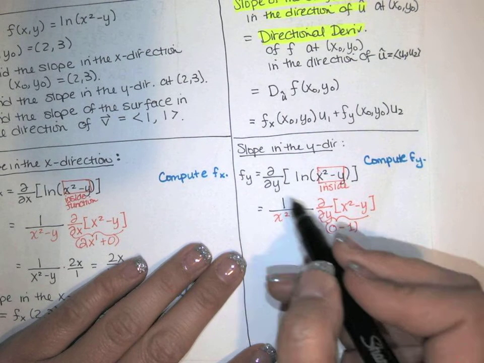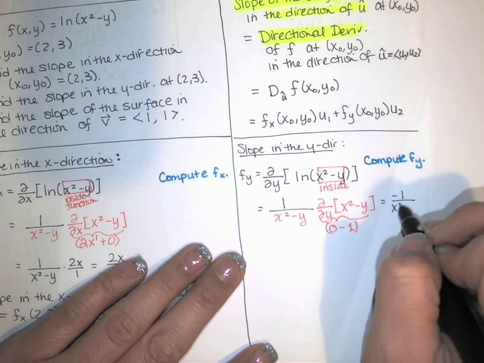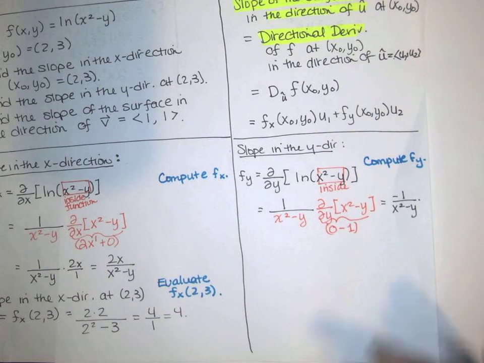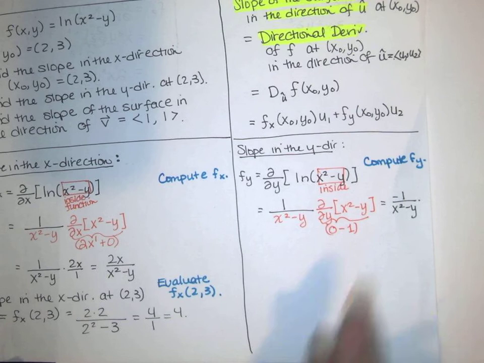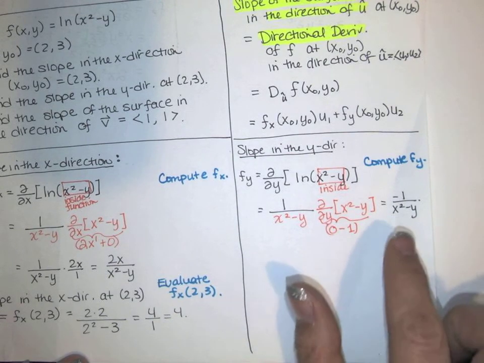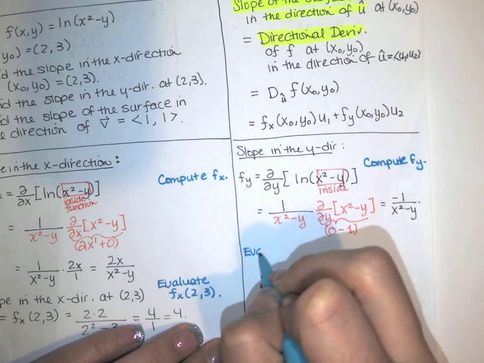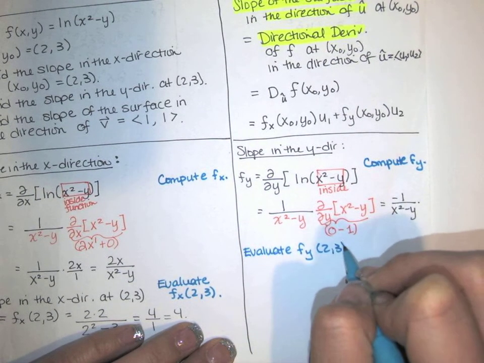So I end up with a negative 1 times this fraction, or if you prefer, just put the negative 1 in the numerator. And that's our slope in the y direction, in general, not at the point. This is a formula for the slope in the y direction. If I plug in any xy in the domain of this function, it's going to give me this slope in the y direction at that point. Now if I want the slope in the y direction at x equals 2, y equals 3, the next thing we need to do is evaluate that partial with respect to y at 2, 3.